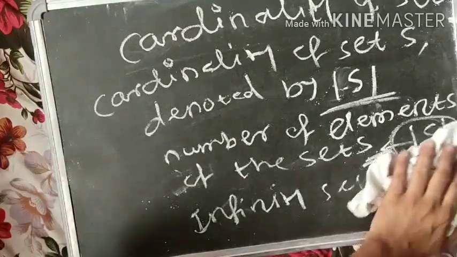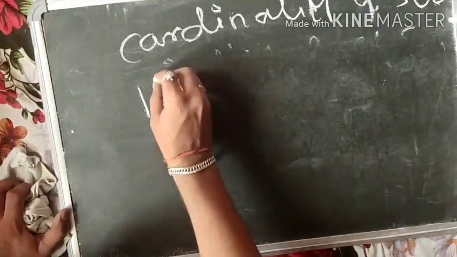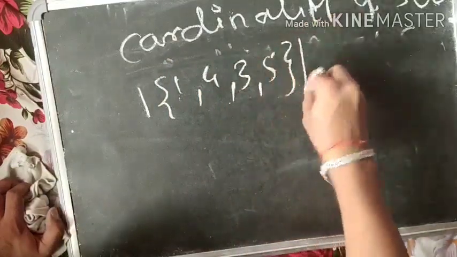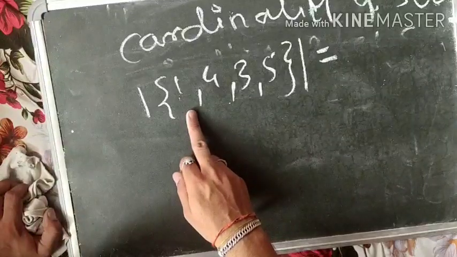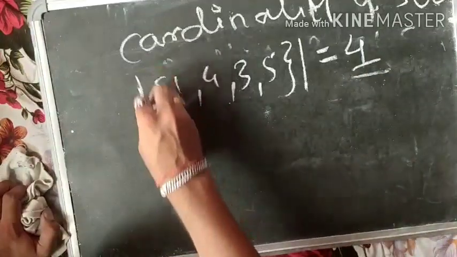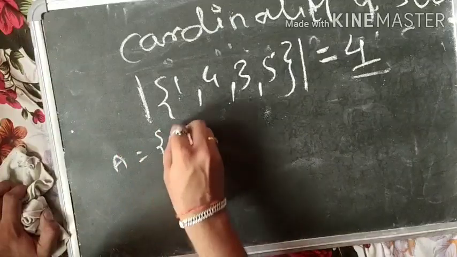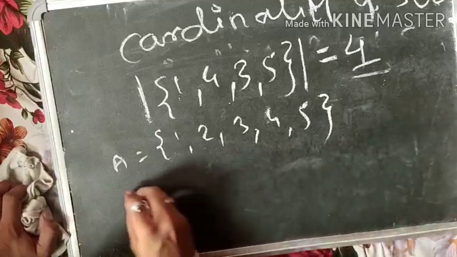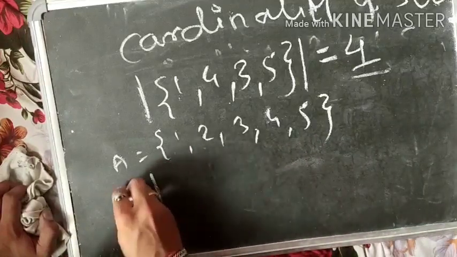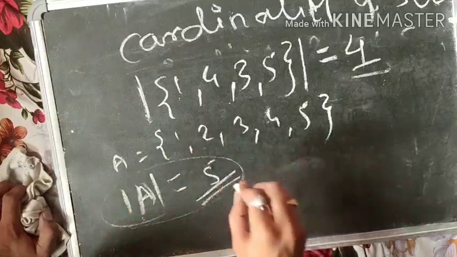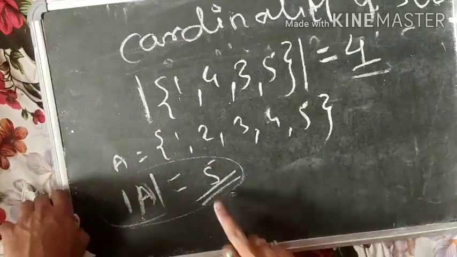Next, for example, suppose the set is {1, 4, 3, 5}. So how many elements are in the set? There are 4, which means the cardinality is 4. We can also define this set: suppose A equals {1, 2, 3, 4, 5}. Cardinality of A equals 5. The total number of members in set A is 5.